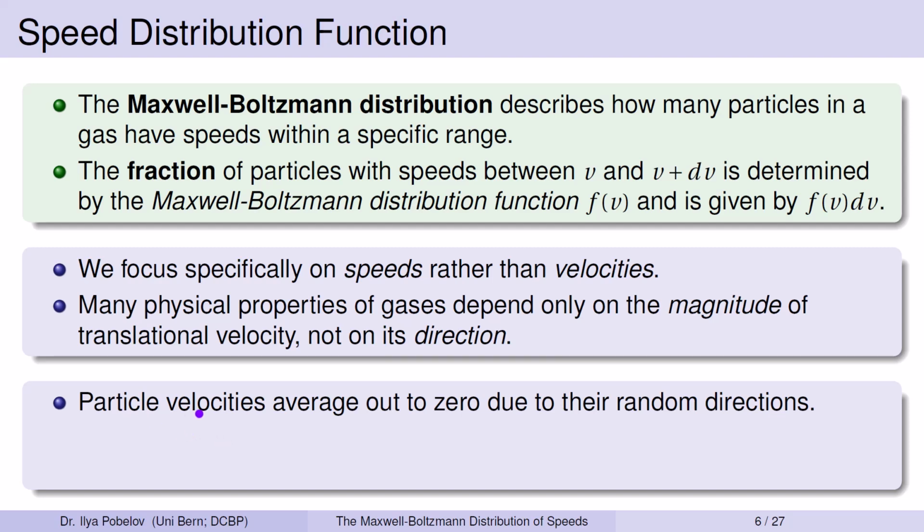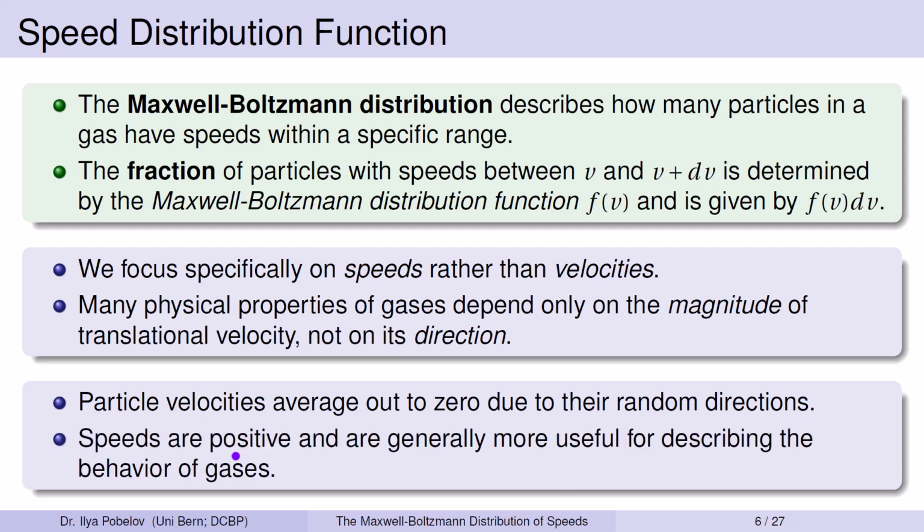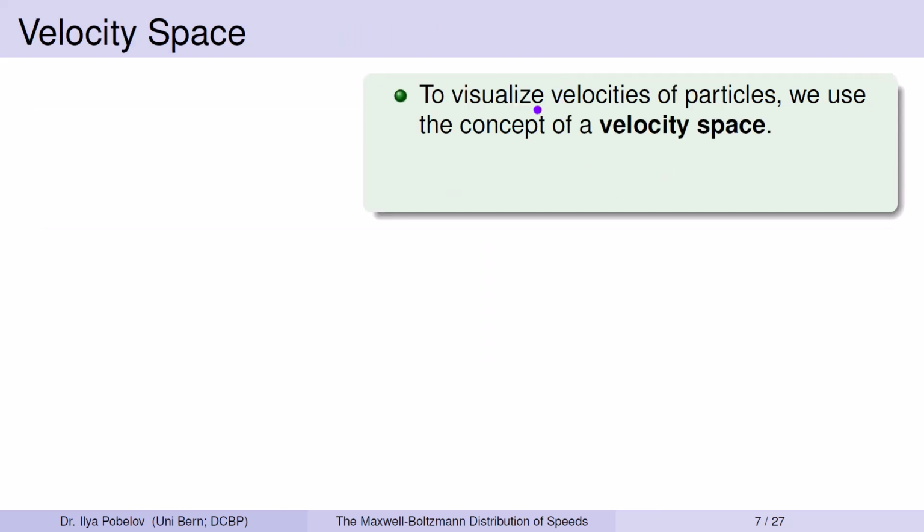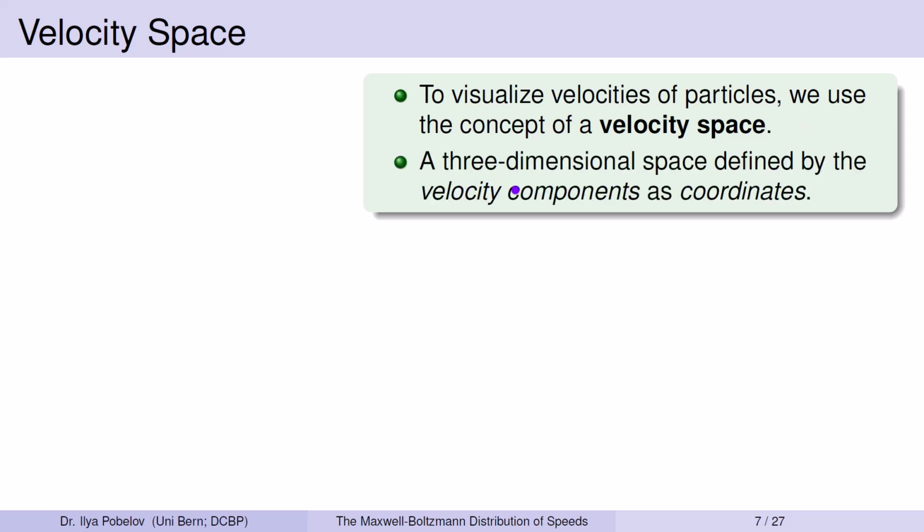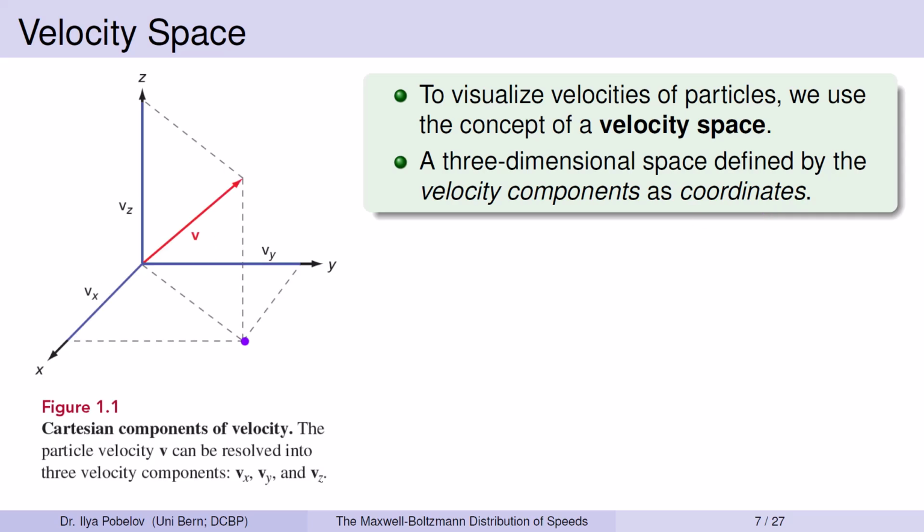While particle velocities average out to zero due to their random directions, speeds are positive and are generally more useful for describing the behavior of gases. To visualize velocities of particles, we use the concept of a velocity space, which is simply a three-dimensional space defined by the velocity components as coordinates. We will use this figure for illustration.